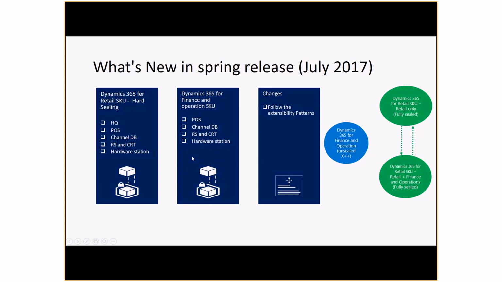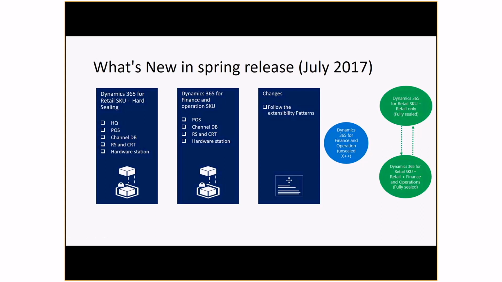Starting from the spring release, that is the July release, all our retail components are fully sealed. Whether the HQ is sealed or not depends on which SKU you go with. But starting from the spring release, all the channel components are fully sealed. When I say sealed, we're not preventing customization or anything. We're still going to support all different customization scenarios. The only thing is you need to follow the extensibility pattern and do the customization.